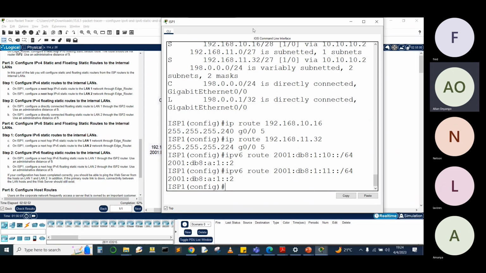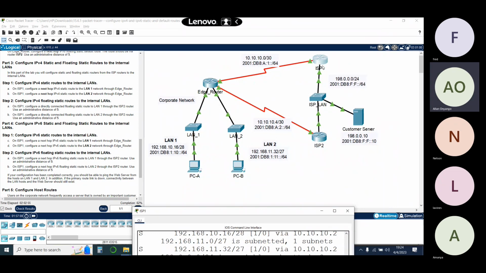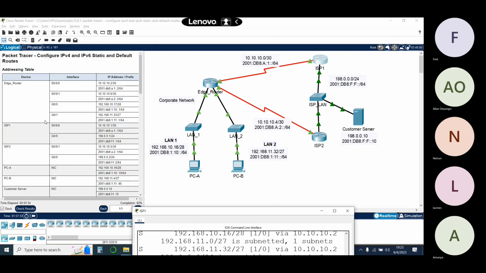Let me make it simpler for you. From ISP1, we need to configure the next hop floating static route to LAN 1. This time round, we need to pass through ISP2, and since we're using the next hop, we need to go to the IP address table and check the interface of ISP2, which has 198.0.0 something. So let's go to that table so we know what the next hop from ISP1 to ISP2 should be, this interface of ISP2. So we go to the table and we look at ISP2.